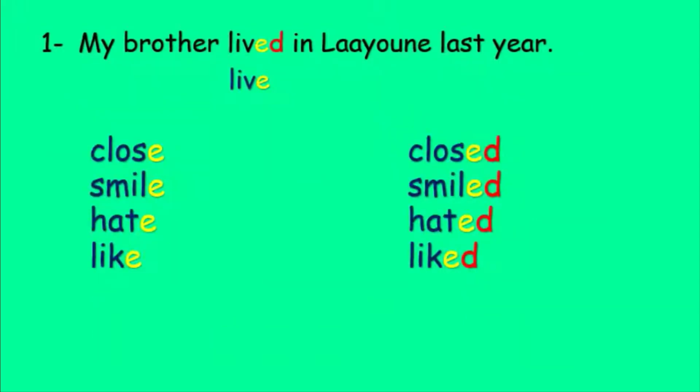Number 1, my brother lived in Lyon last year. So the verb is live. To make the past, or the simple past, we add d, just d, not ed, because we have e at the end of the verb. For example, close, closed. Smile, smiled. Hate, hated. Like, liked. To make the past with these verbs, we add d only because the verbs end in e. This is rule number 1.